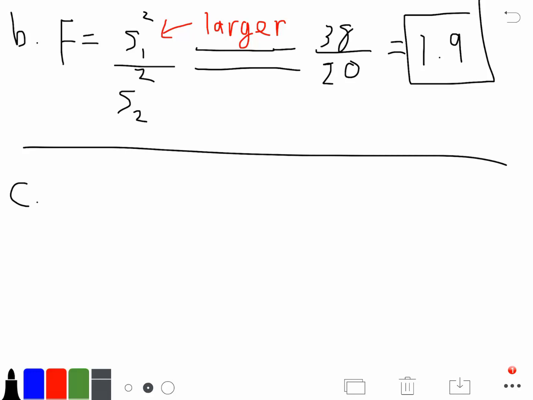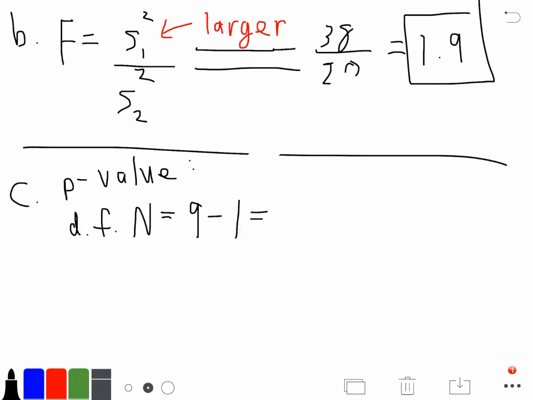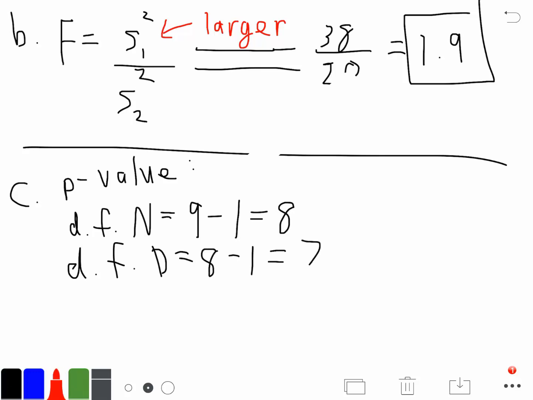Similar to the t-table, when we look at this p-value with this F-table, we will not know the exact value, but we will know a range. We will know it's between two values. Now to read this table, we need degrees of freedom of numerator, which is df and a capital N. That's equal to 9 minus 1, the sample size of the night shift minus 1, which is 8. We need degrees of freedom denominator, which is sample size of day shift minus 1. 8 minus 1 is 7.